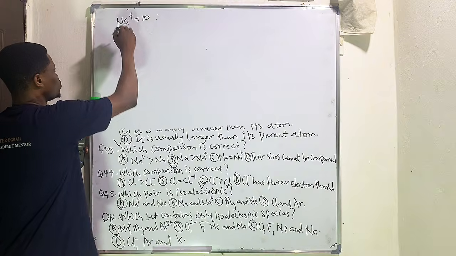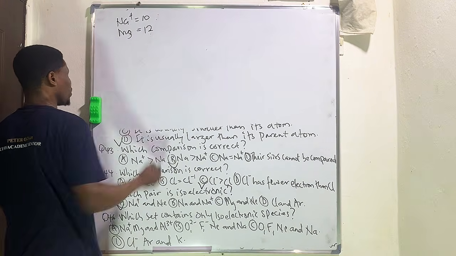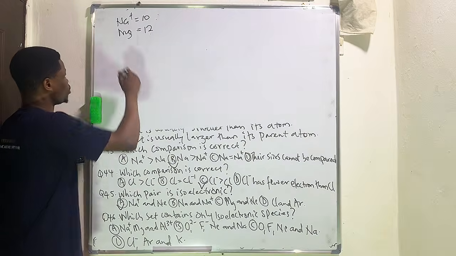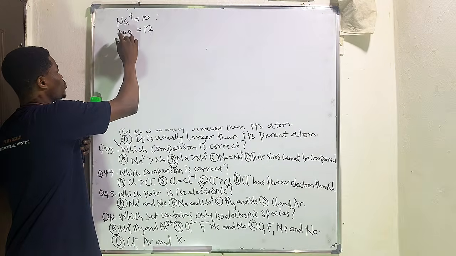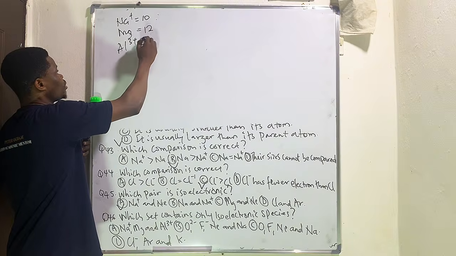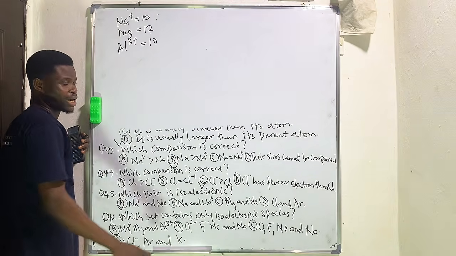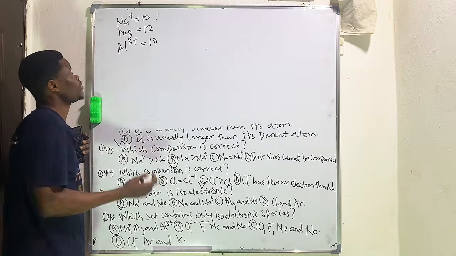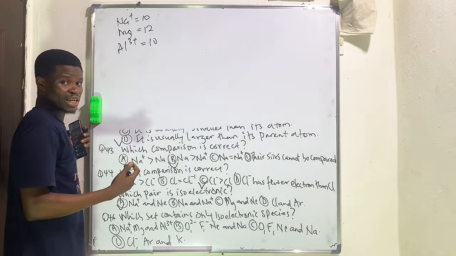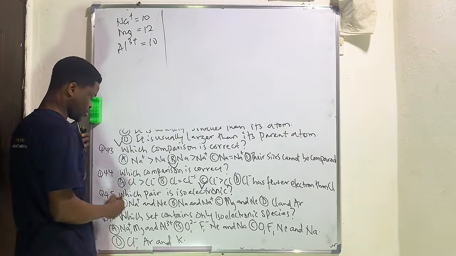Then magnesium is 12 electrons. Aluminium ion is going to be 10 electrons as well, but one of them is higher than that. If magnesium was actually in its ionic state, it would have been isoelectronic, but that's not the case. So option A is not correct.